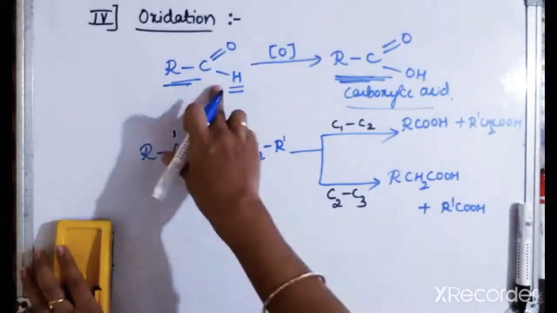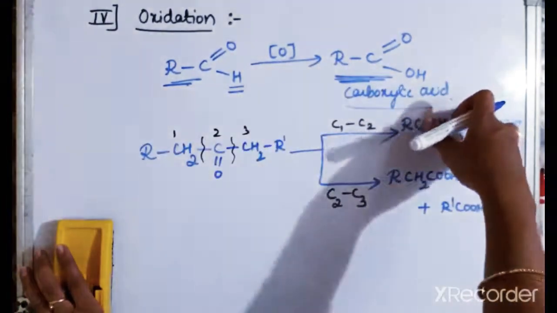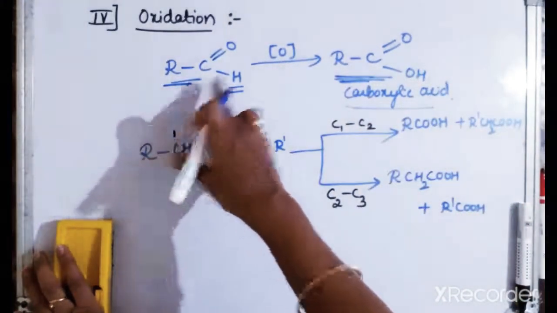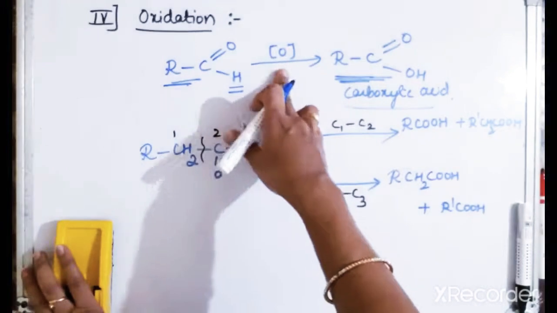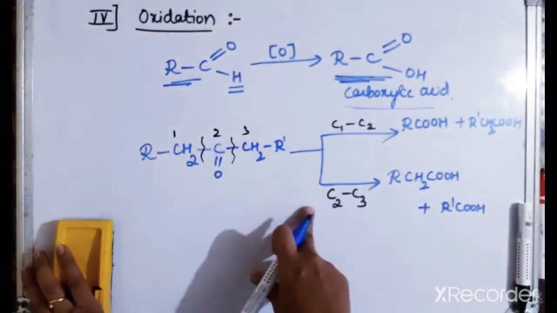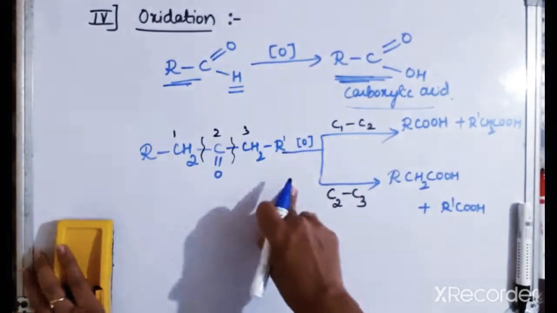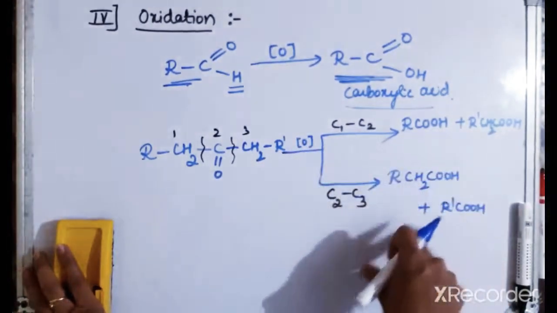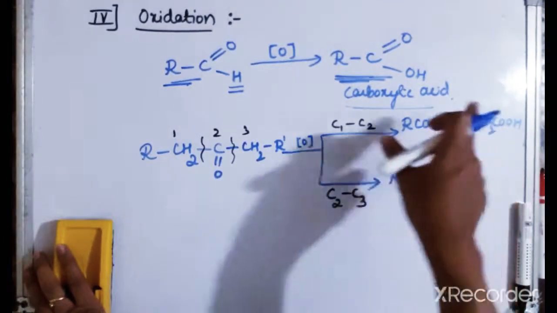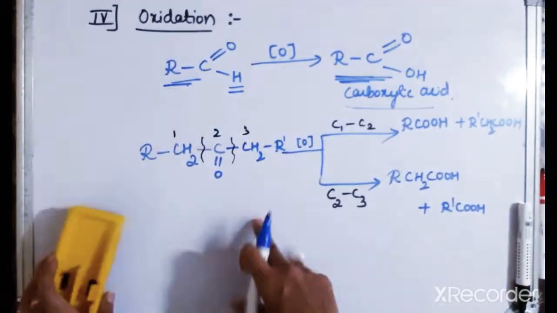So aldehydes undergo oxidation easily to form carboxylic acid with the same number of carbon atoms as the aldehydes. With mild oxidizing agents also they undergo oxidation. Whereas ketones undergo oxidation only in the presence of strong oxidizing agents to give carboxylic acids, but the number of carbon atoms in the carboxylic acids will be different from the respective ketone. Okay, we'll see some examples here.